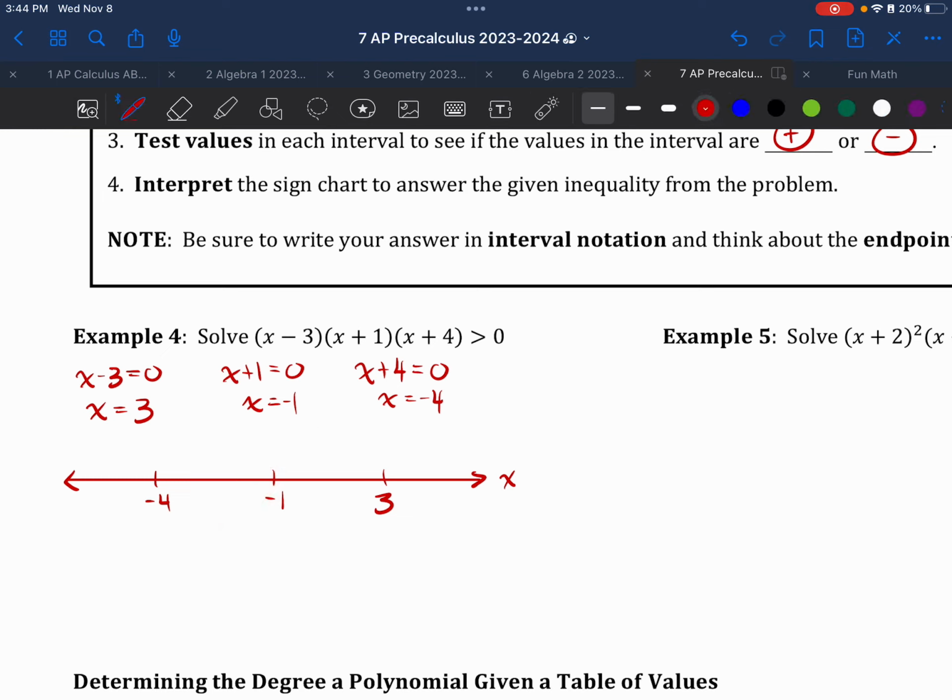So the way that we do that is we plug in a random value. I'm going to plug in a value that is more negative than negative 4. So let's plug in negative 5 and see what happens. When I plug in negative 5, I purposely did this in a different color and a different mark to say, hey, this is a test value.